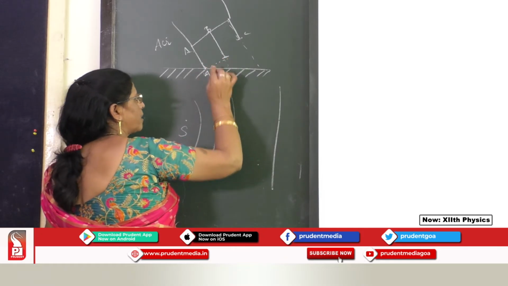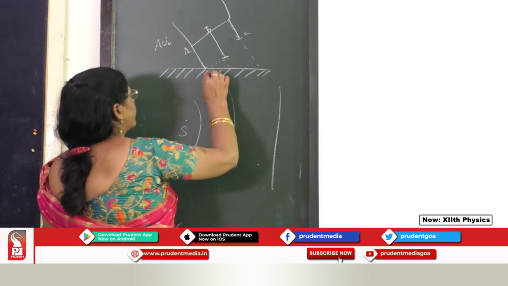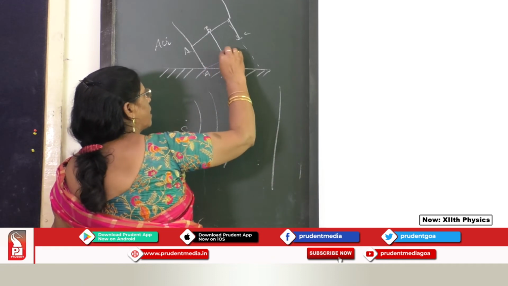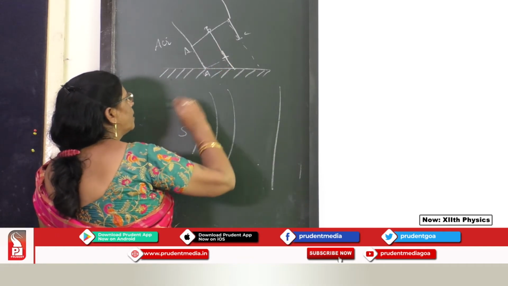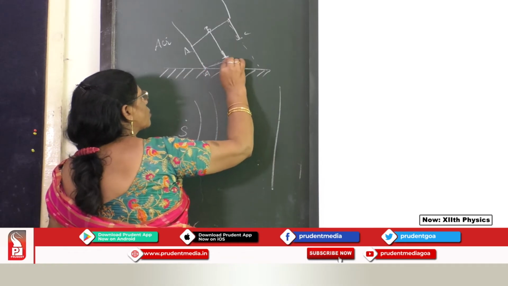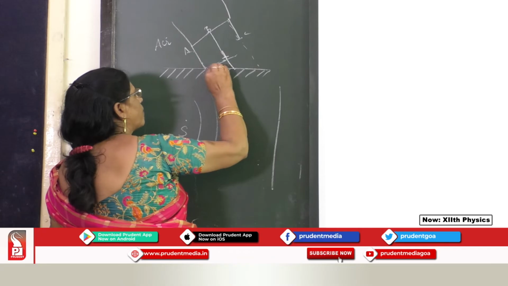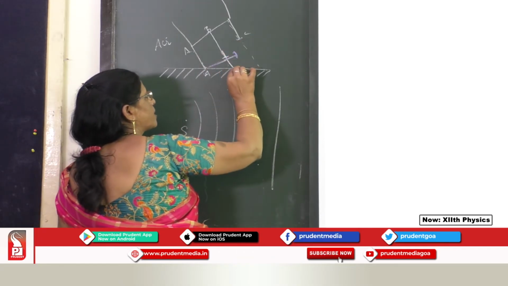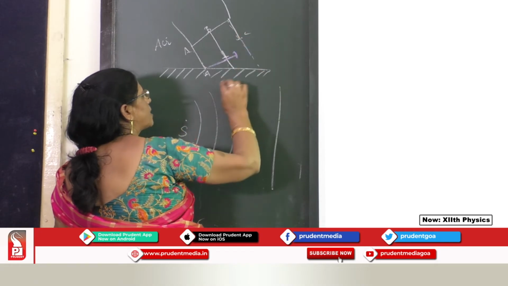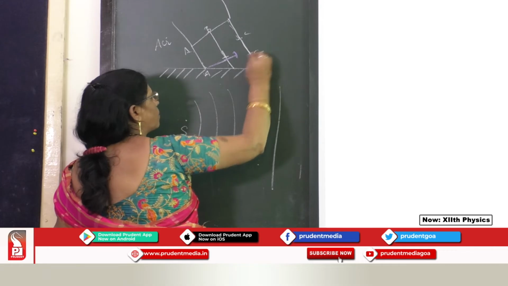These secondary wavelets reach a distance over here. When the point B reaches over here, A has reached some distance over here. From A, the wave has reached over here. By the time point B reaches the surface, C has reached this point over here. Okay, C is now here.